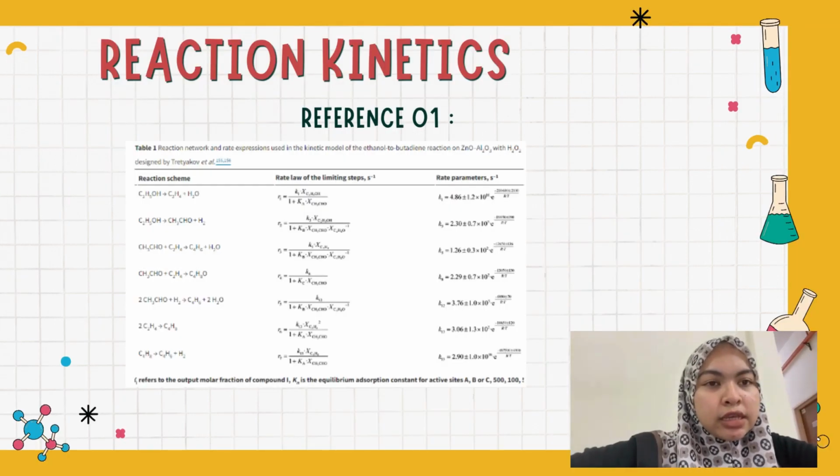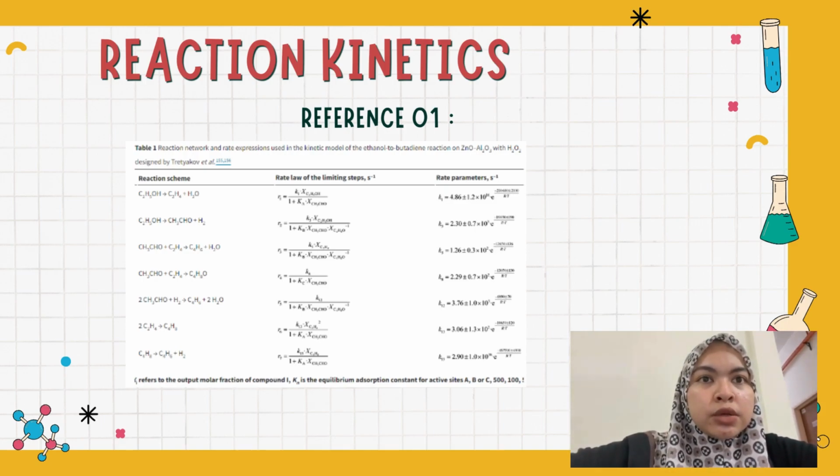Next, for the reaction kinetics, we didn't find the exact reaction, but we found a similar one. For the first reference, we can use the fifth reaction from the table, where the value of k is 2.76 plus or minus 1 times 10 to the power of 5, times exponent of negative 1 over RT.